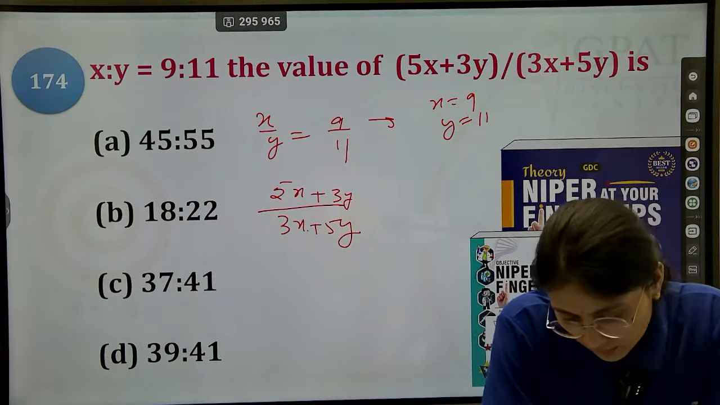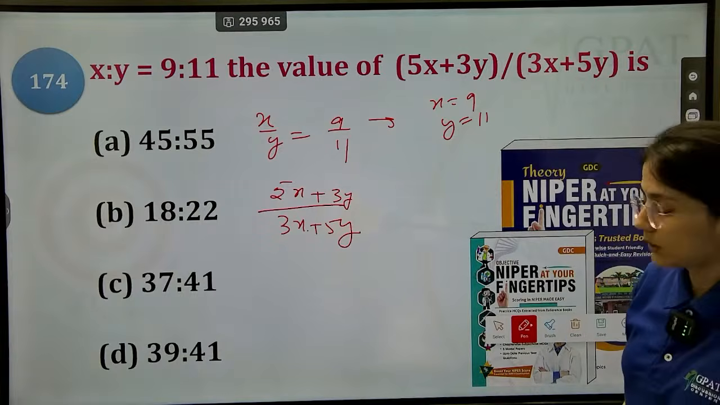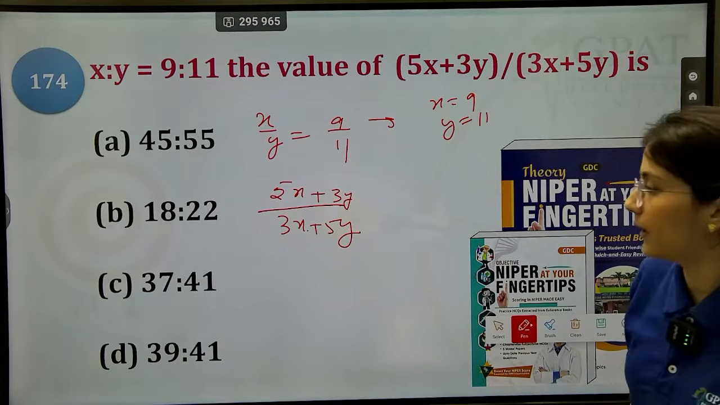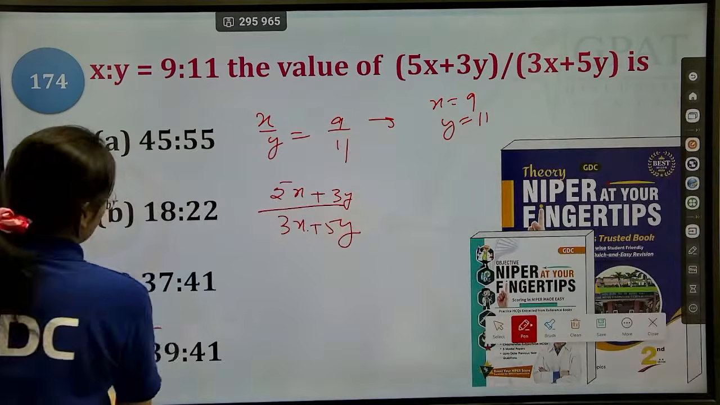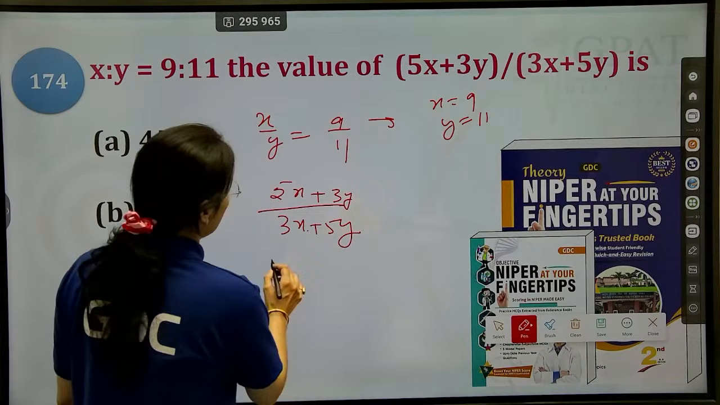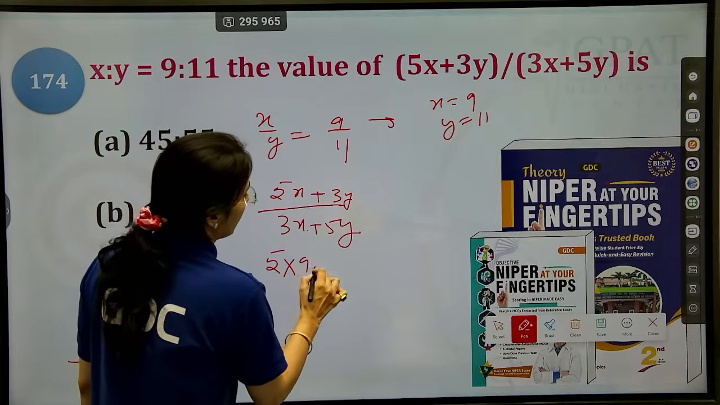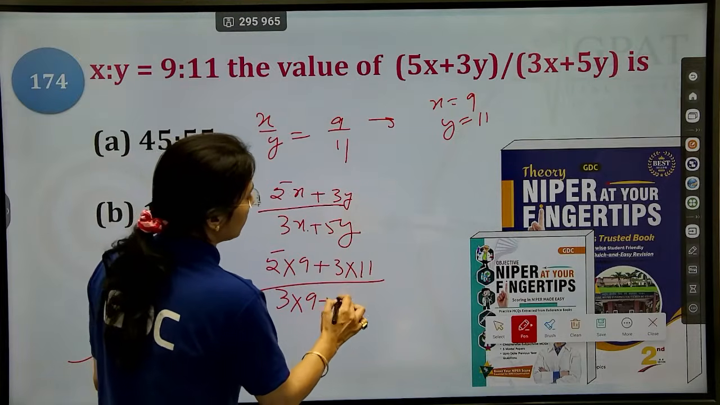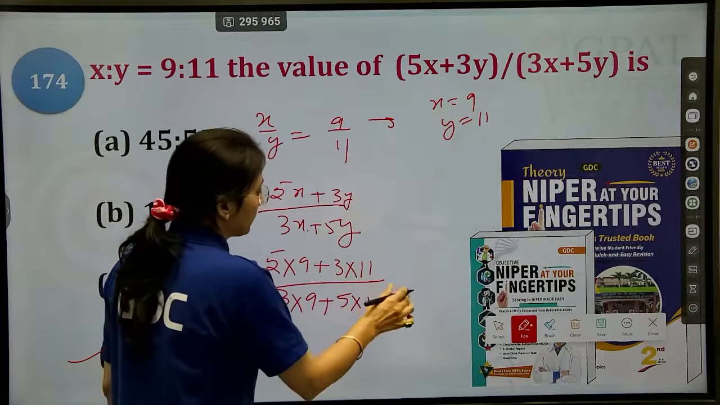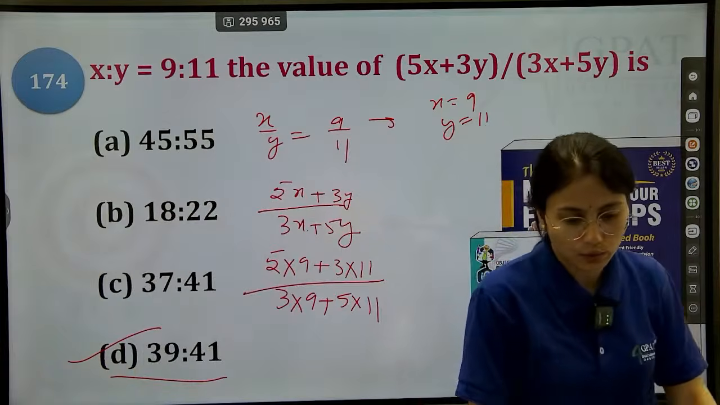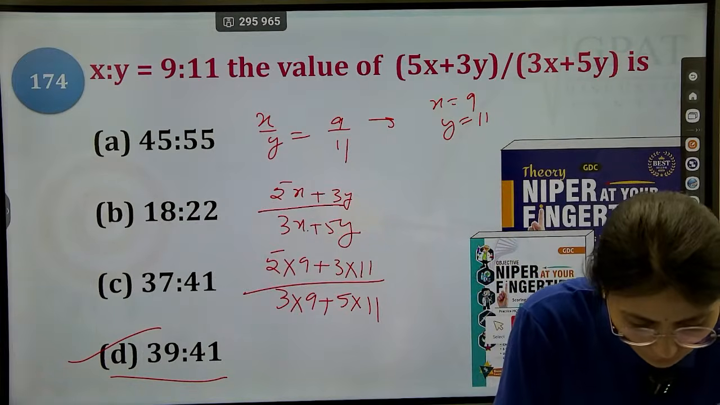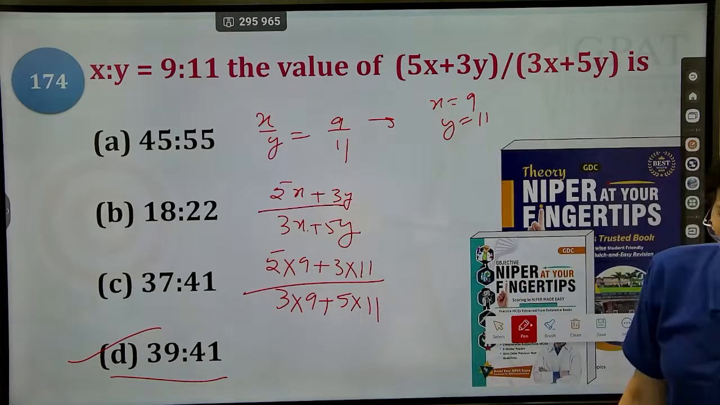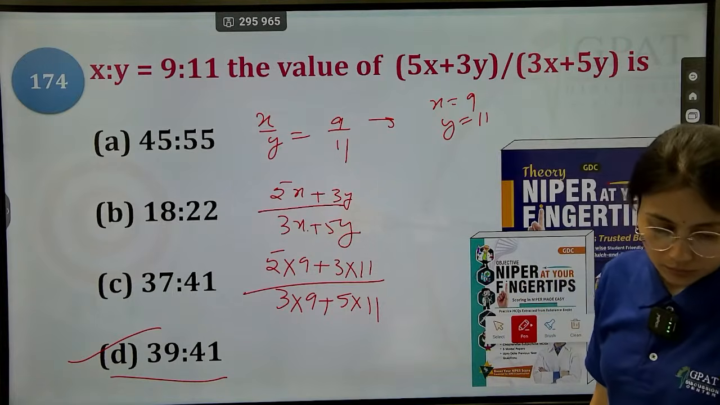Vasundhara, option D, that is 39:41. Very good. Yes, 39:41 is the correct answer. Option D is correct. When you put 5 multiply 9 plus 3 multiply 11, divided by 3 multiply 9 plus 5 multiply 11, and multiply and add the numbers, you will get option D. Ishu Benival, option D. Yes.